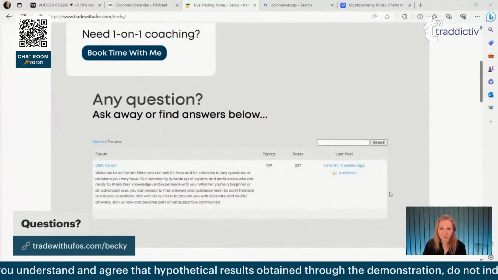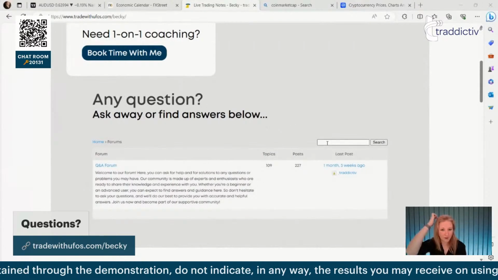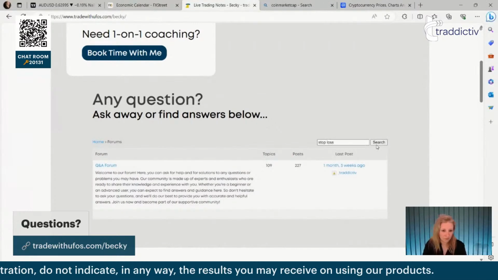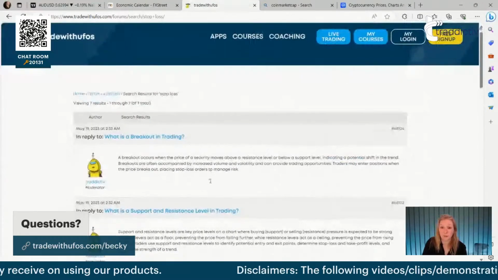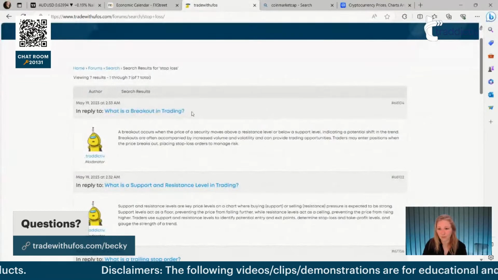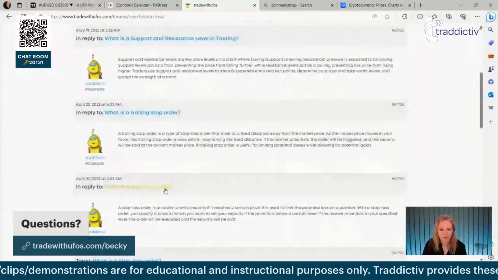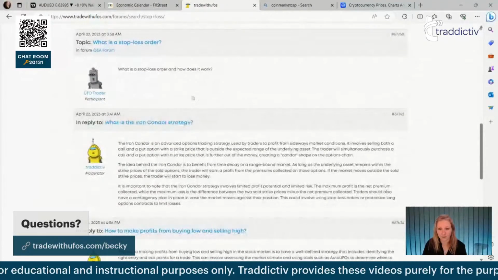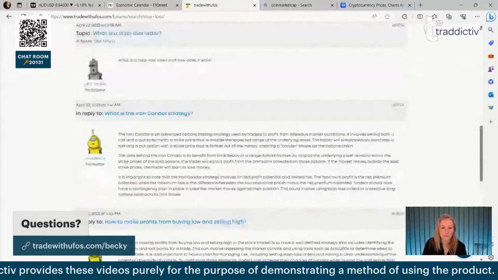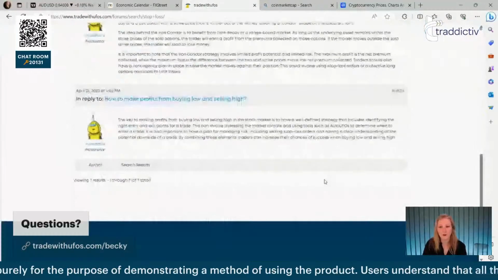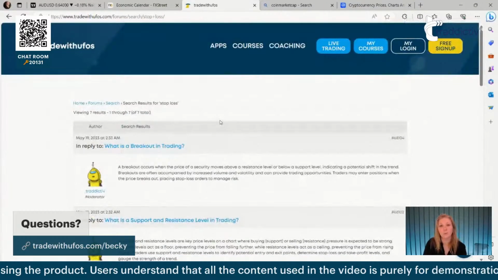But this area here, this Q&A, this is going to be where you get a lot of questions answered. So again, it might be, for example, that you put in stop loss and search. And this is where other people may have had a question around stop losses. So you have questions. What is a breakout in trading? What is support and resistance level? What is a trailing stop order? What is a stop loss order? This is about options, condor strategy. How to make profits from buying low and selling high. So wherever stop loss is mentioned, you're going to see that. You might go, no, that's not the question I had. In which case, no problem. You can just post your own question and then we will answer it.